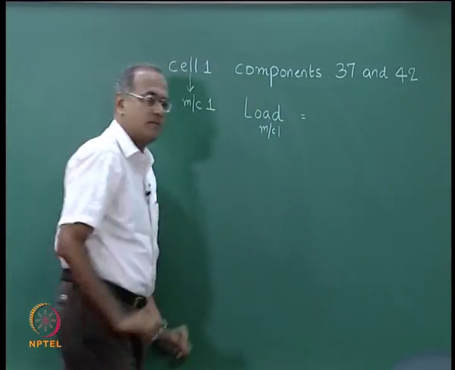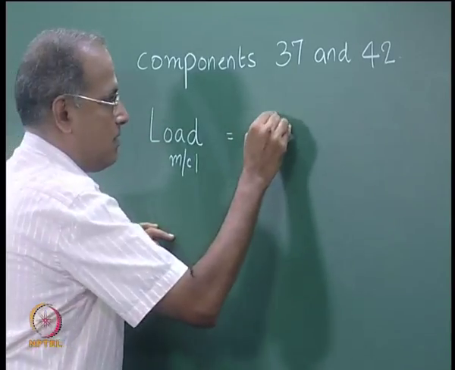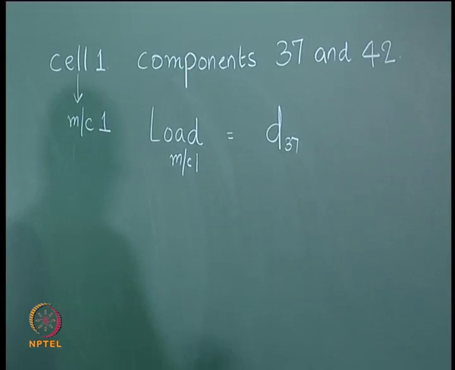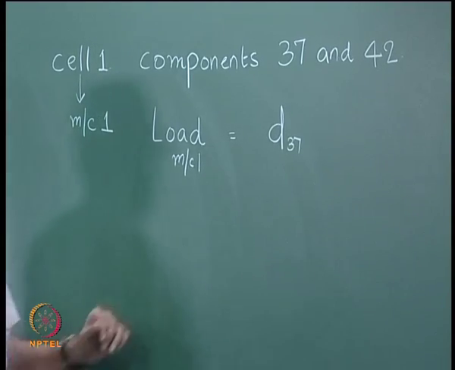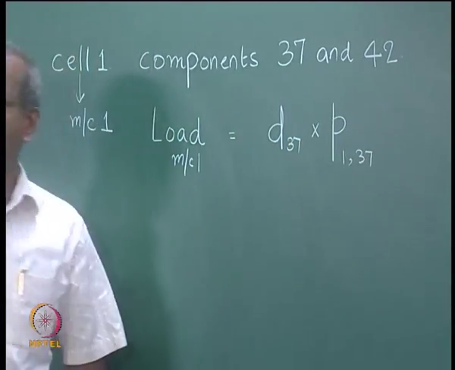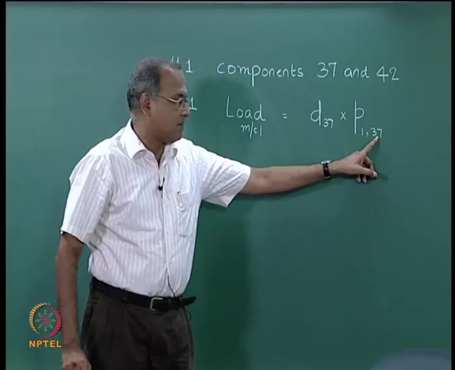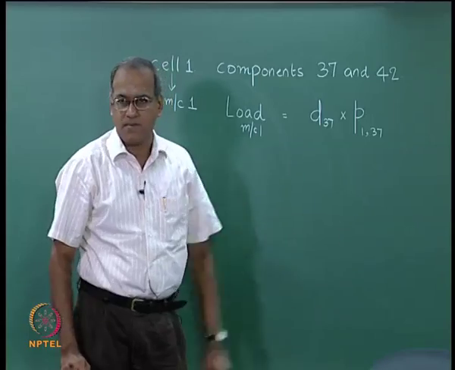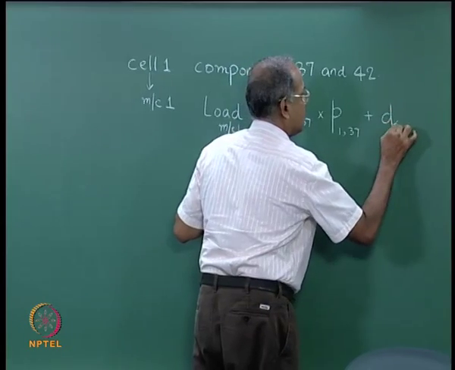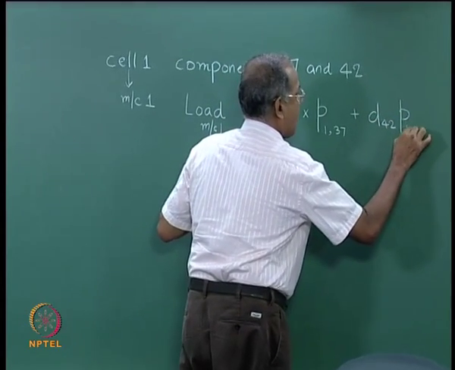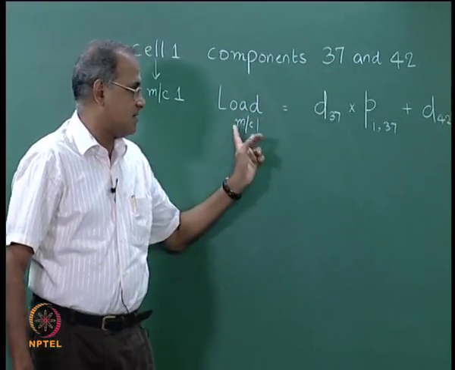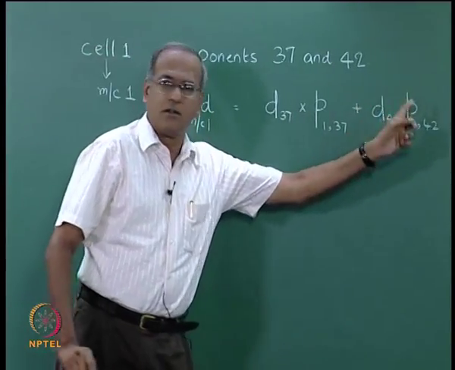Load on machine 1 in cell 1 is equal to D37, which is the demand or volume of component number 37, multiplied by unit processing time, which will be the processing time for component number 37 on machine number 1. Now, total load plus D42 into P1,42. So, if more than these two components are visiting this machine, then we have to add all of these.